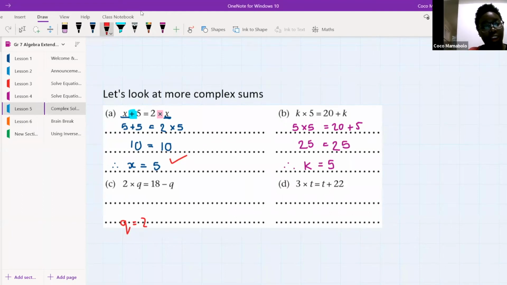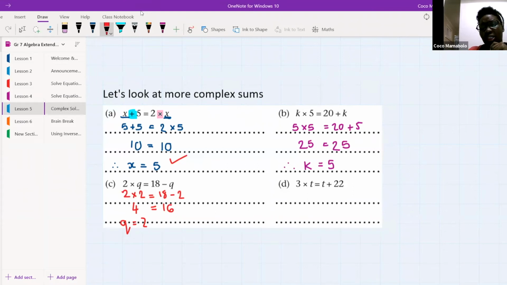So what am I going to get on the left-hand side? I'm going to get 2 times... Finish the sum for me. 2 times 2 equals 18 minus 2. So what's 2 times 2, Ntikelo? It's 4. And that's equal to what's 18 minus 2? 16. Is 4 equal to 16, Ntikelo?